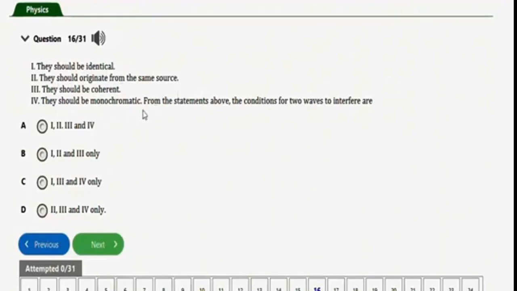They should be monochromatic, no, it's not correct. So the correct option to this question based on our interpretation is option B, which is I and II. Alright, so that's it for this question. Let's go to the next one, which is this question.